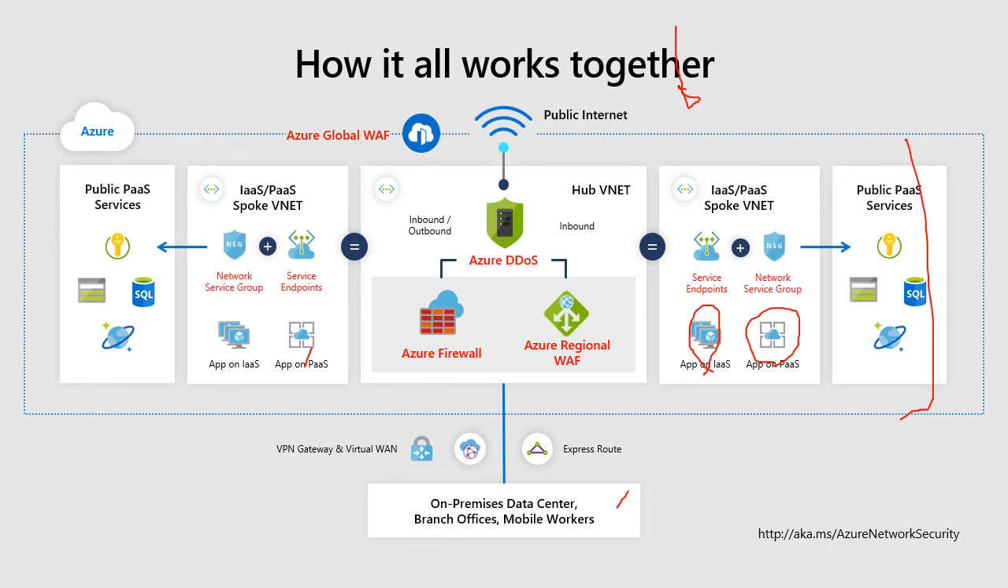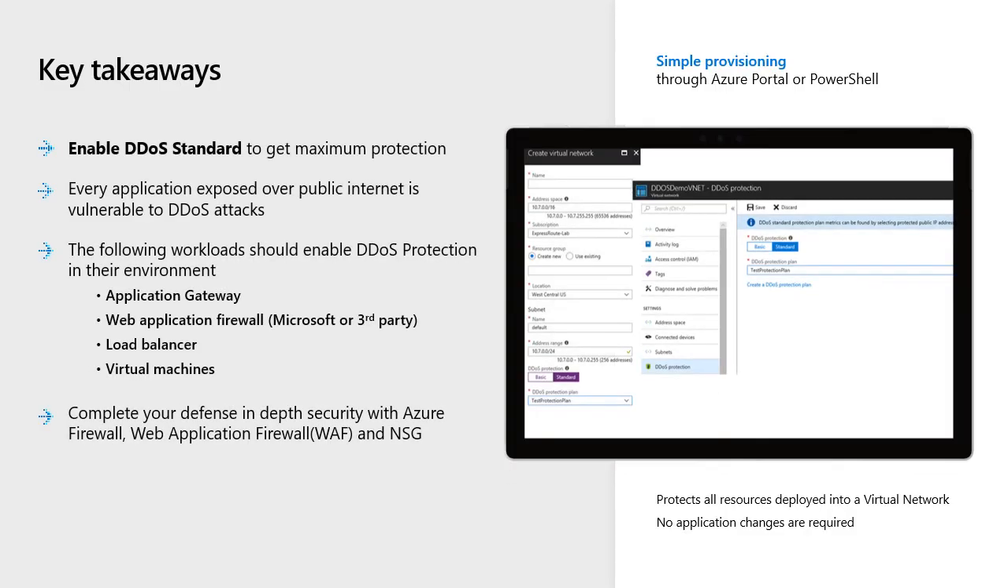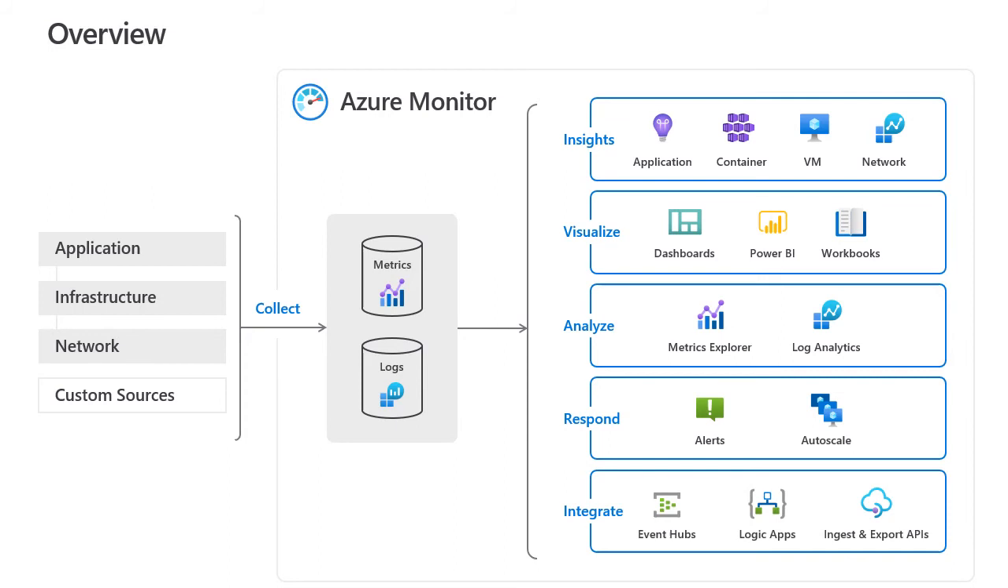And then again, this is what I was talking about, service endpoints and network and NSG grouping. So you can enable DDoS Standard to get your maximum protection. Every application exposed to the public internet, remember, is vulnerable to DDoS attacks. So you should also enable application gateway, WAF, load balancer, and also protection within the virtual machine itself. Note that I forgot to put a slide in this, but within the virtual machine itself, you have the ability to, for example, incorporate encryption of data within the virtual machines.